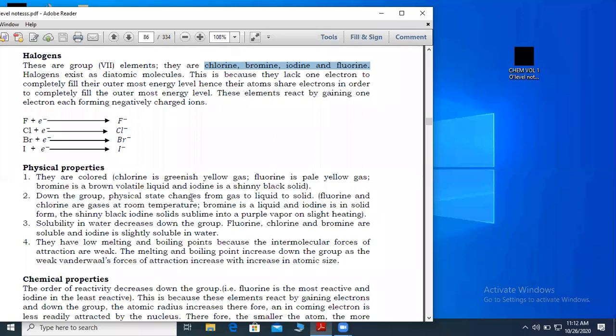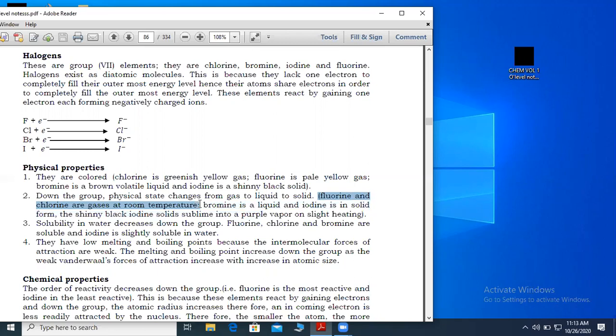The answer is right here. I remember talking about it. They are colored, not what we want. Down the group, physical state changes. So the answer is on physical property number 2. Down the group, physical state changes from liquid to solid. Fluorine and chlorine are gases at room temperature.